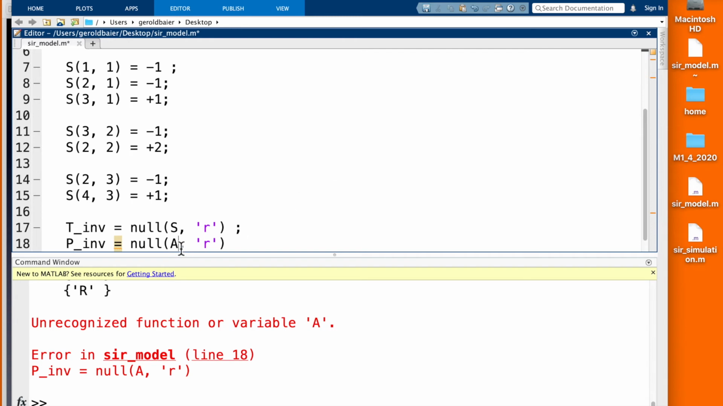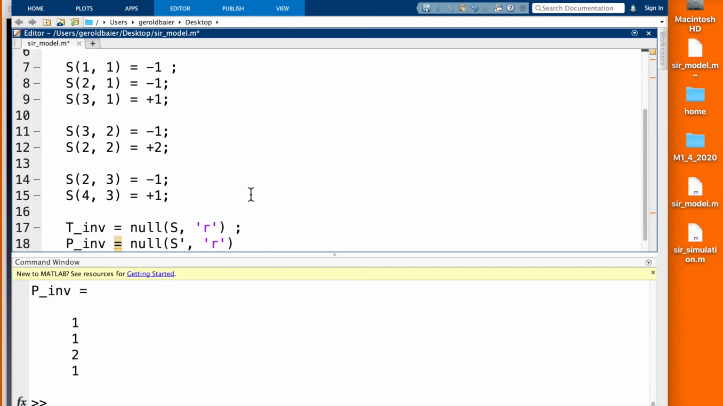There's no trouble here because we know the A matrix is nothing but the S matrix transposed. So if we put in S prime instead of A, that should give us the correct result, and we can see the correct result directly. We get a single P invariant. It's specified here as 1121.